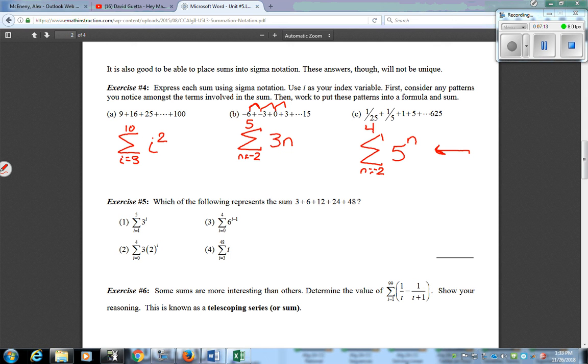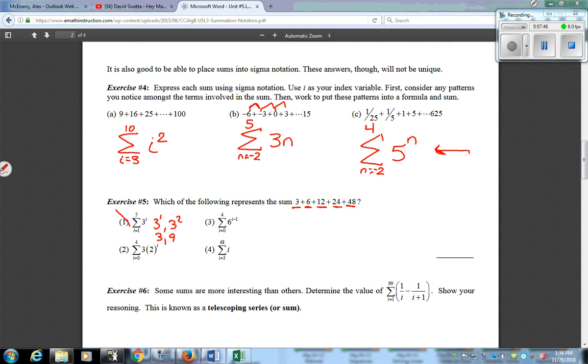So the last one we're going to look at, exercise 5. Well, they want us to figure out what gives us this sequence. Now, you really want to just kind of try some of these out. If I look at the first choice, I got 3 to the I power. Now, if I put in 3 to the first, that's going to give me 3, which is fine. But if I do 3 to the second, that's going to give me 9, which that one doesn't work.